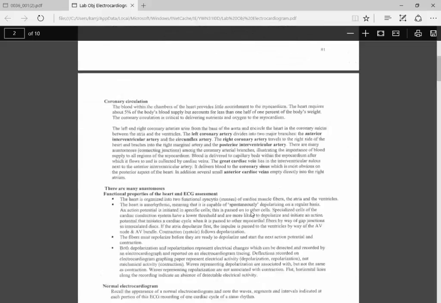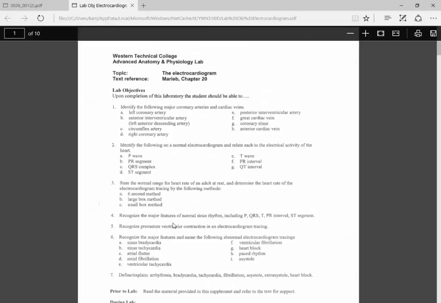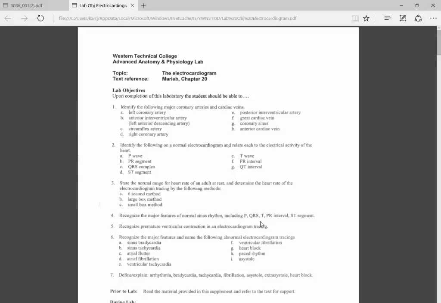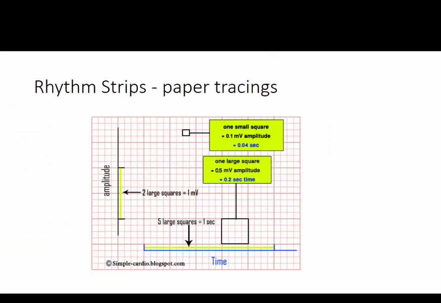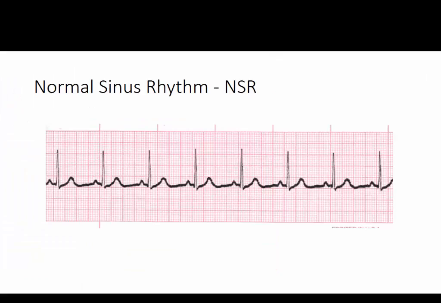All right, going back up to our objectives then. Talked about that. We talked about the different methods. Recognize the major features. We talked about that. All right, now we're going to go through and look at all these different rhythm types. So the first one is normal sinus rhythm. We call it NSR.